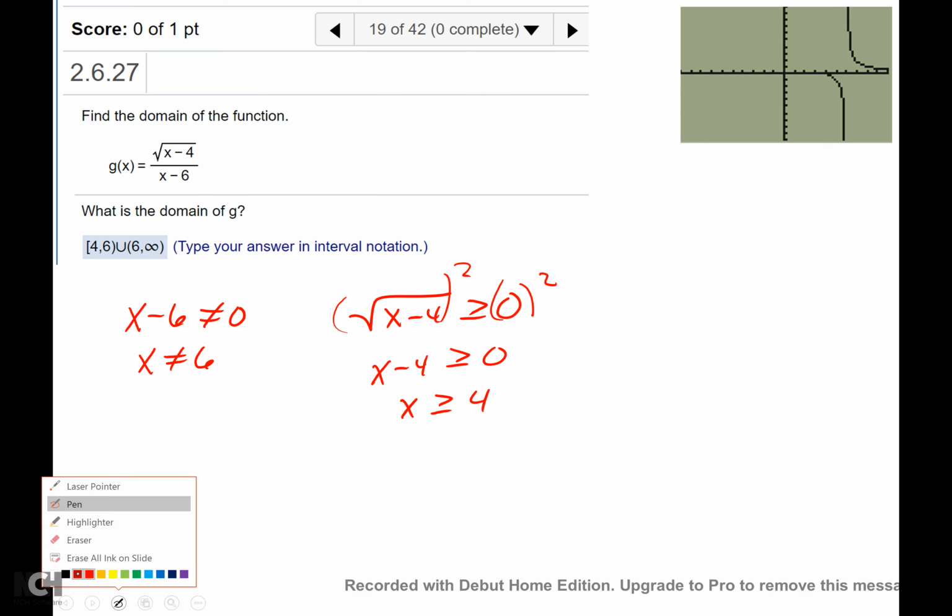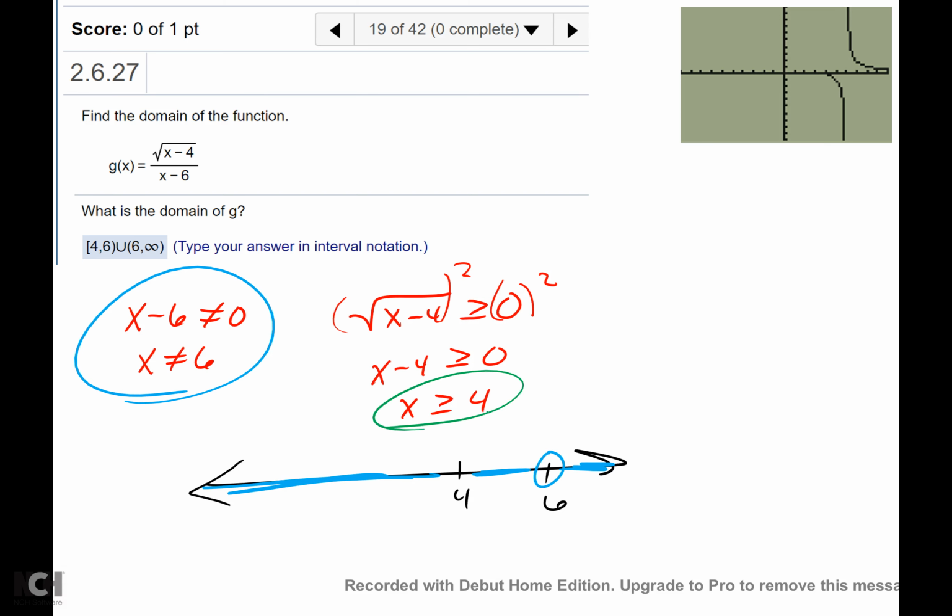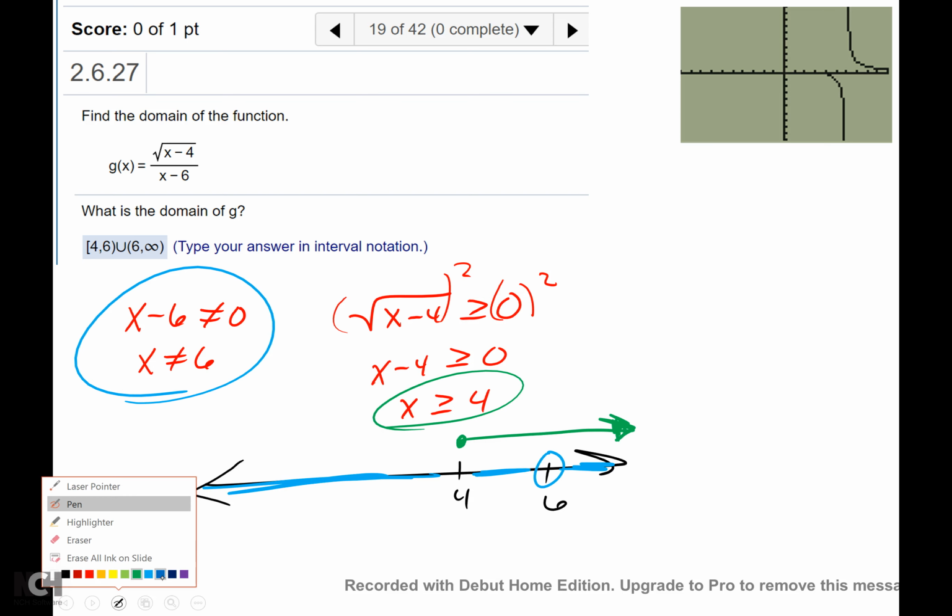So if I get the, there's 4, there's 6. All right, so this says that x can't be 6, but it could be everywhere else. Okay, so blue is the x can't be 6. If I graph this, this says that I can include the 4, but I have to go greater than. So now I want where they overlap, and that would be here. I can include 4 because I didn't jump over 4 in the other one.